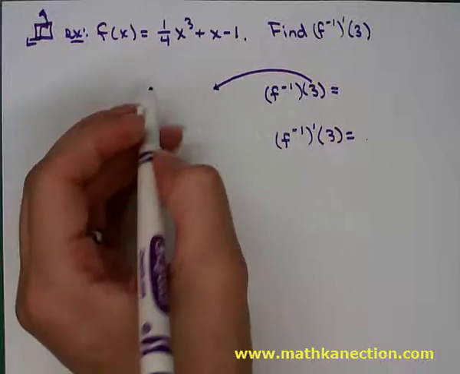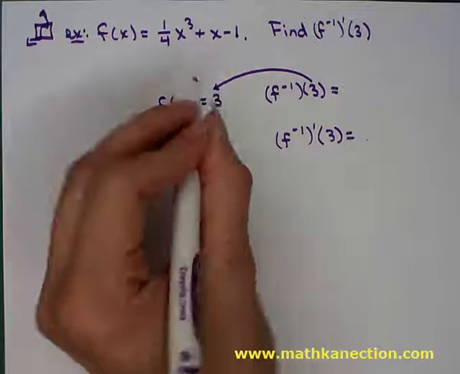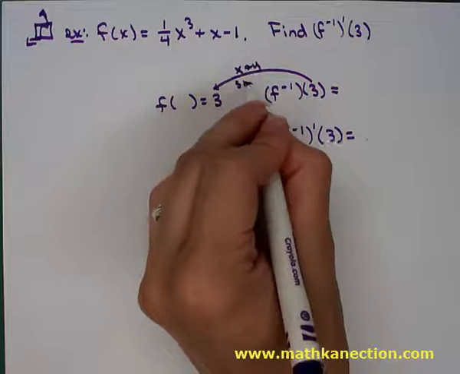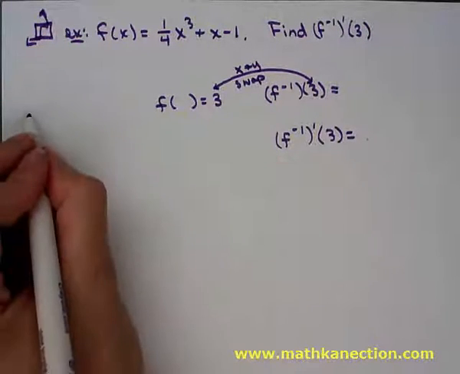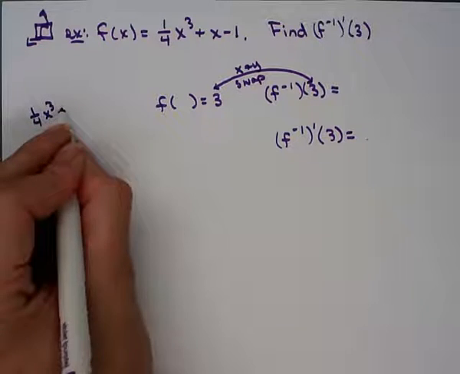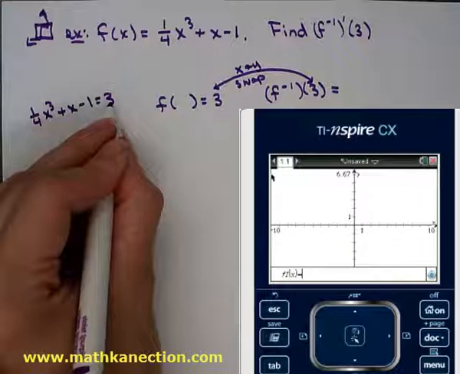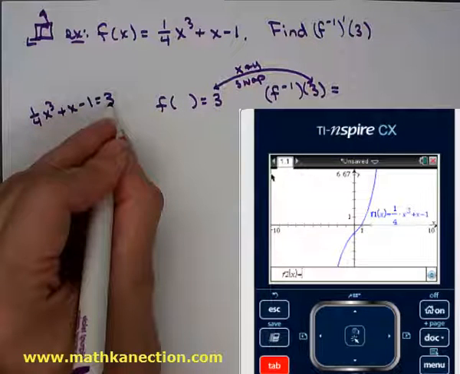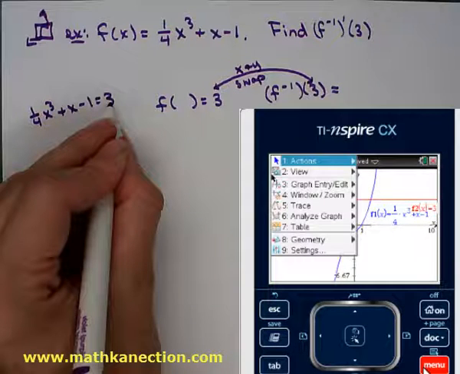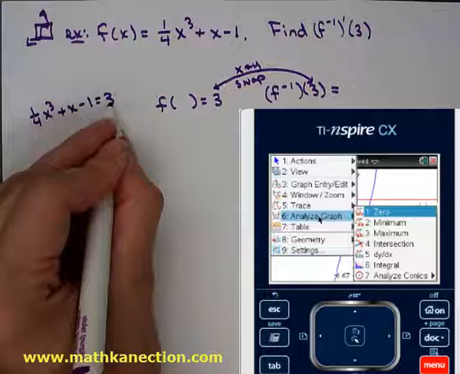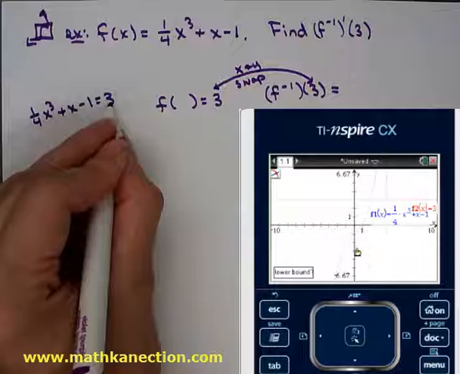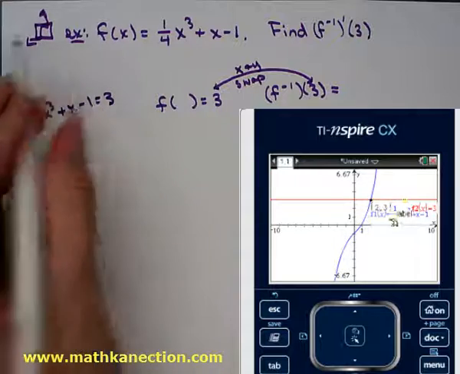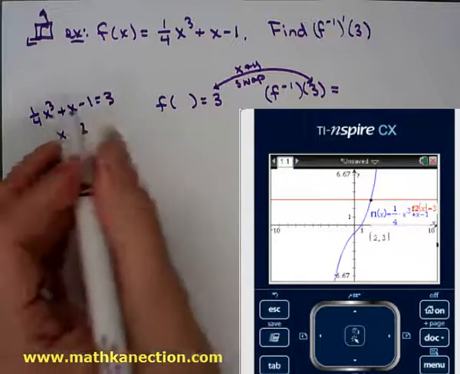To get the inverse of 3, that's just saying when is f of x equal to 3, because the x for the inverse is the y value for the original function. So we'll take f of x, which is 1/4 x cubed plus x minus 1, and set it equal to 3. So using the TI Nspire calculator, putting 1/4 x cubed plus x minus 1 into f1, putting 3 into f2, analyzing the graph to get the intersection. So x is equal to 2.